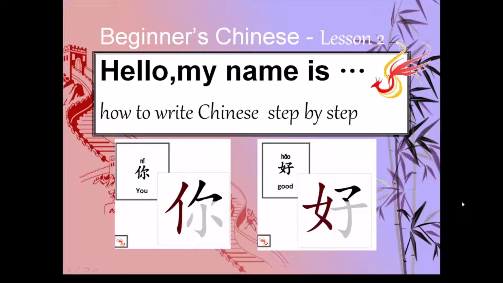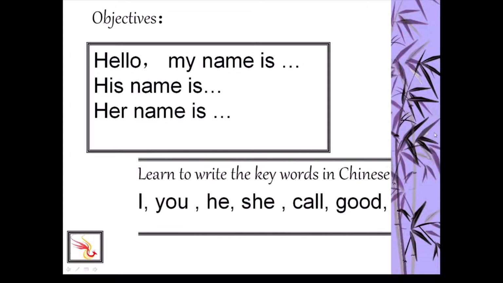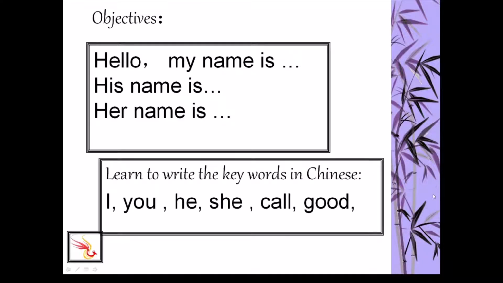I'm Susie the Phoenix. Today we are learning these sentences: Hello, my name is, his name, and her name is. This will take you about a minute. Then I'll teach you how to write these words. First, let's say those sentences.